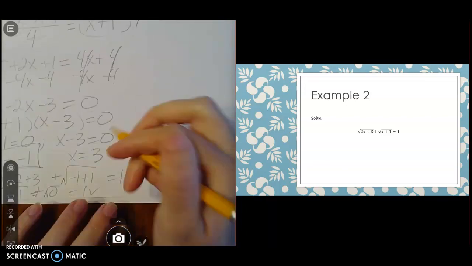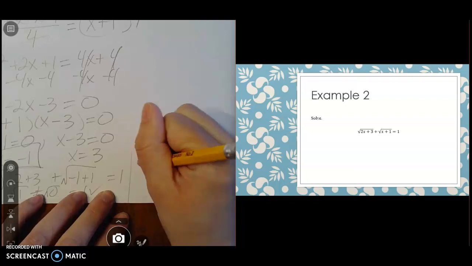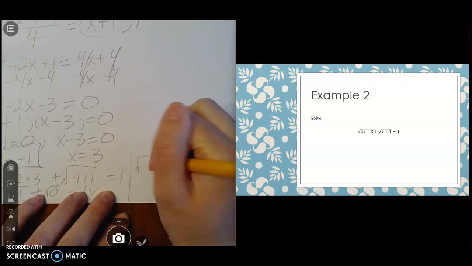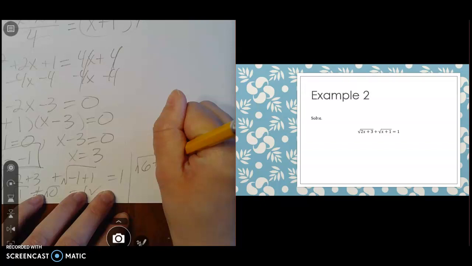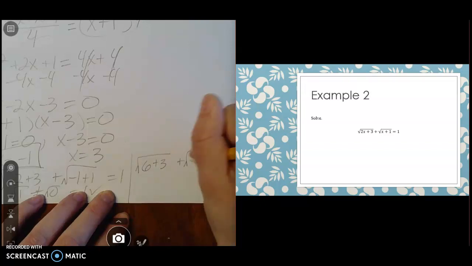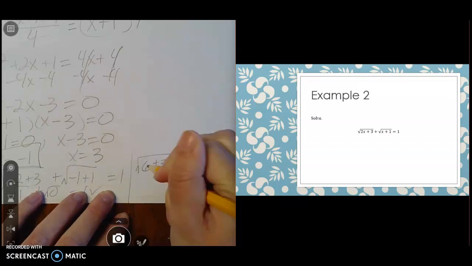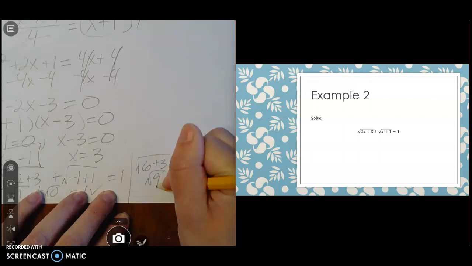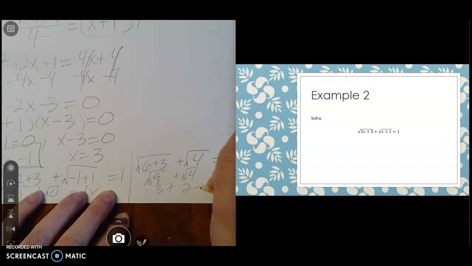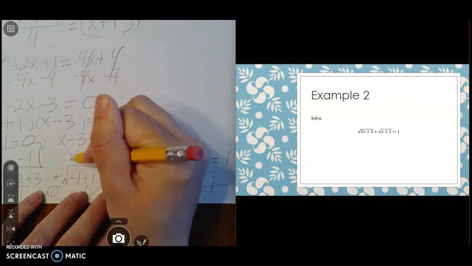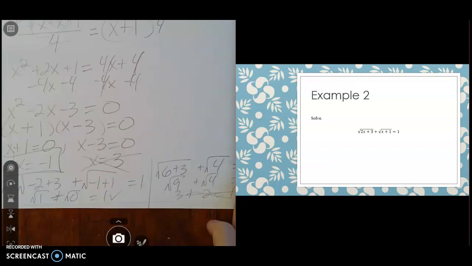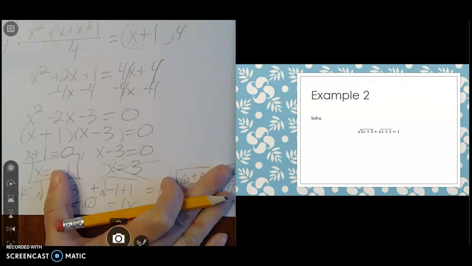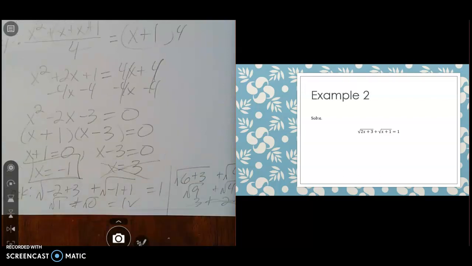If we check the x is 3, we will have the square root of 2 times 3, which is 6, plus 3. We'll have the square root of 3 plus 1, which is 4. 6 plus 3 is 9. And you're going to have, is 3 plus 2 equal to 1? No, that equals 5. So that one does not work. So sorry about rushing at the end, but that's how that one ends up.